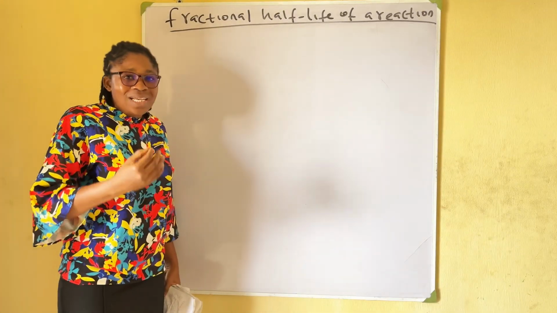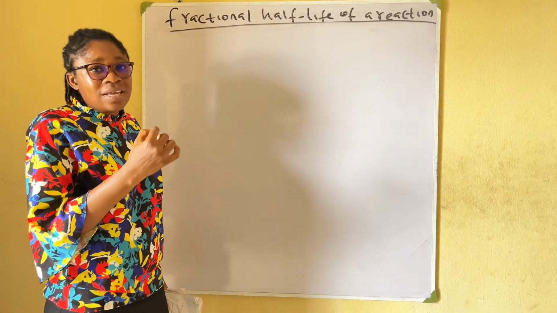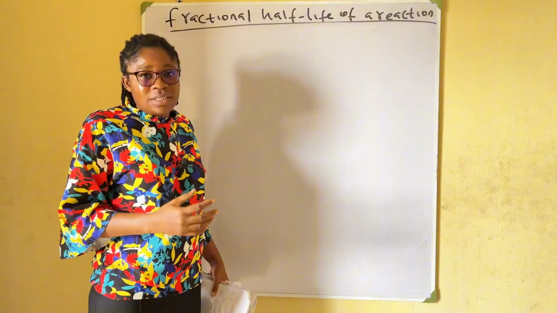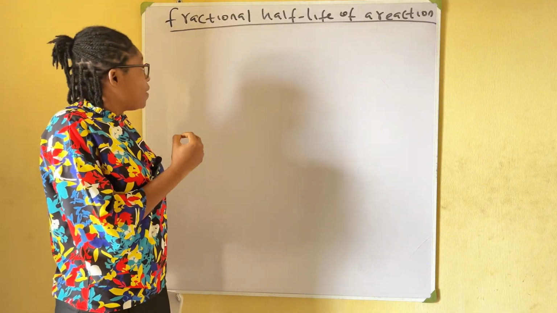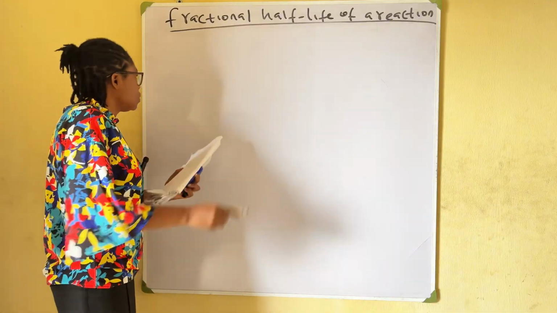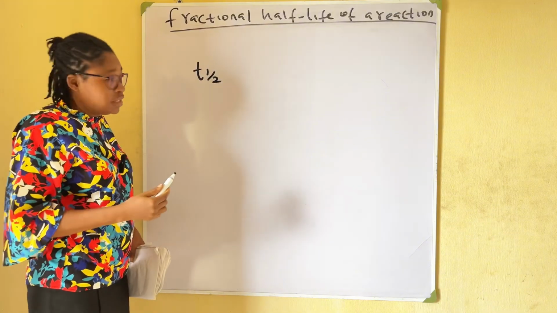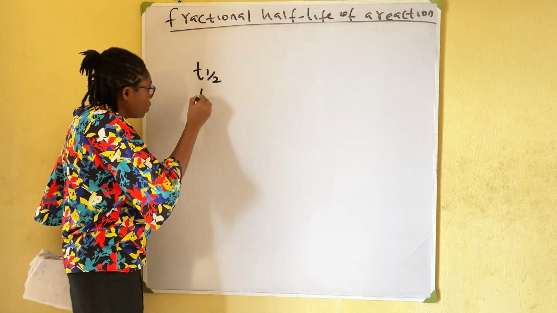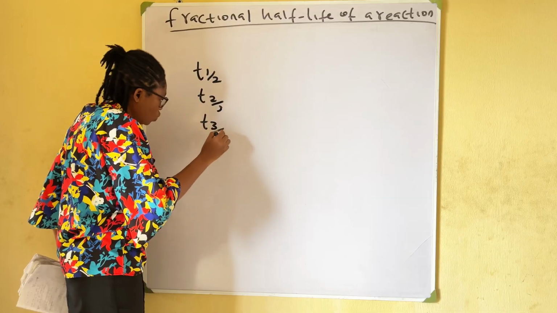What does it mean? It's the time it will take a certain fraction of the concentration of reactant present to go to product. So among the fractional half-lives of a reaction, the one that is common among them is half-life. So use T subscript half to represent it. Other fractional half-lives include 2/3, 3/4, and so on and so forth.